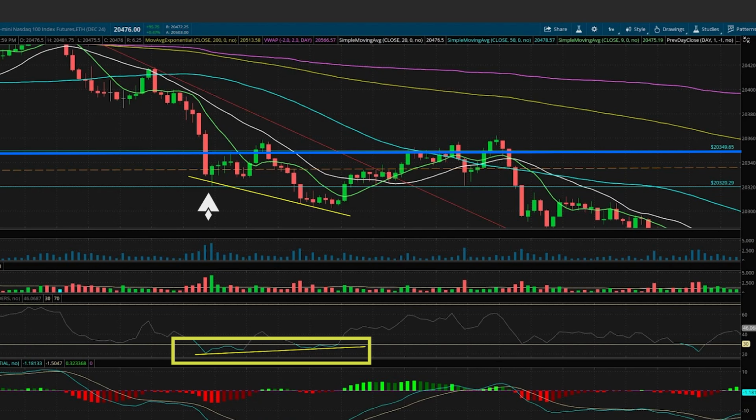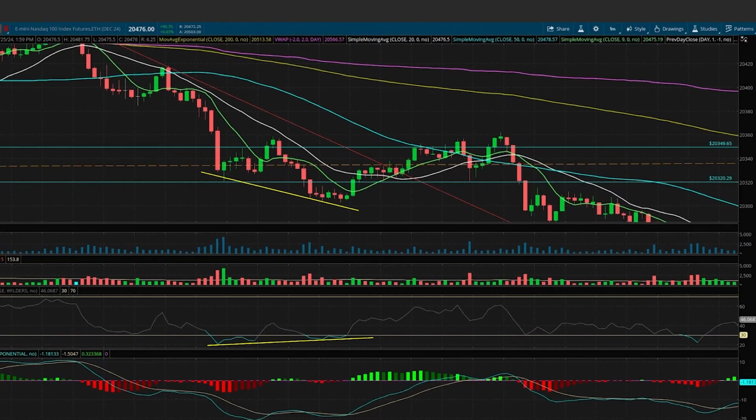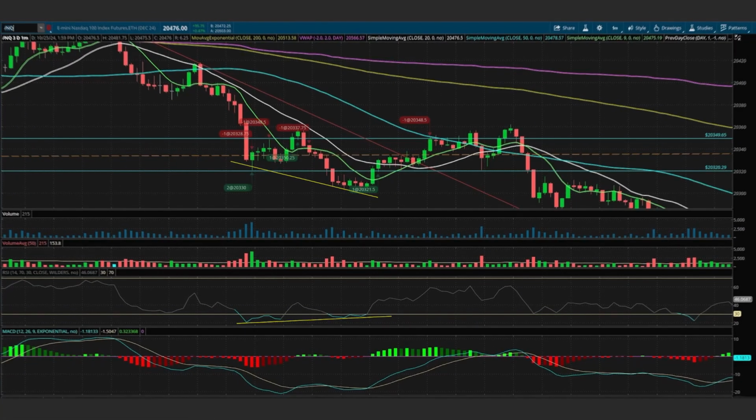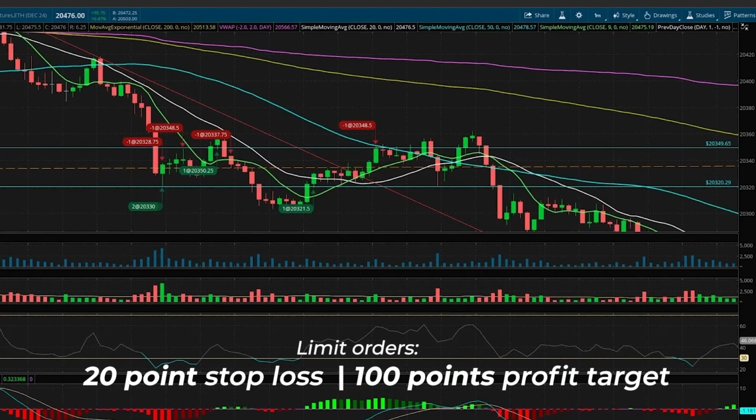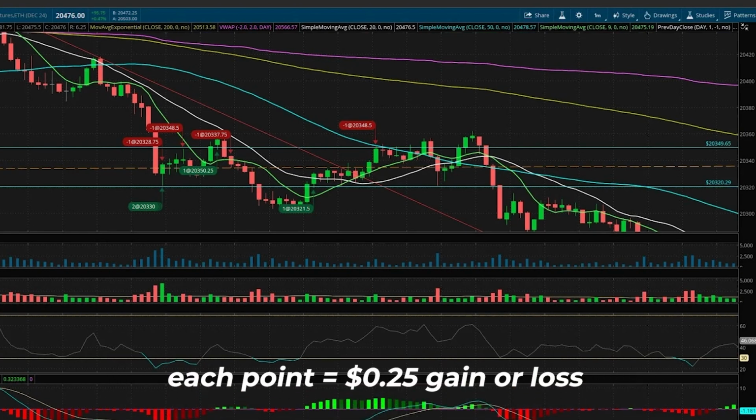For this trade, I used thinkorswim platform with my default NQ trading template. This template enters a trade with 20 points stop loss and 100 points profit target limit orders. For NQ, each point represents a 25 cents gain or loss. Typically, I adjust these levels to suit each trade, but this time I didn't have the chance.